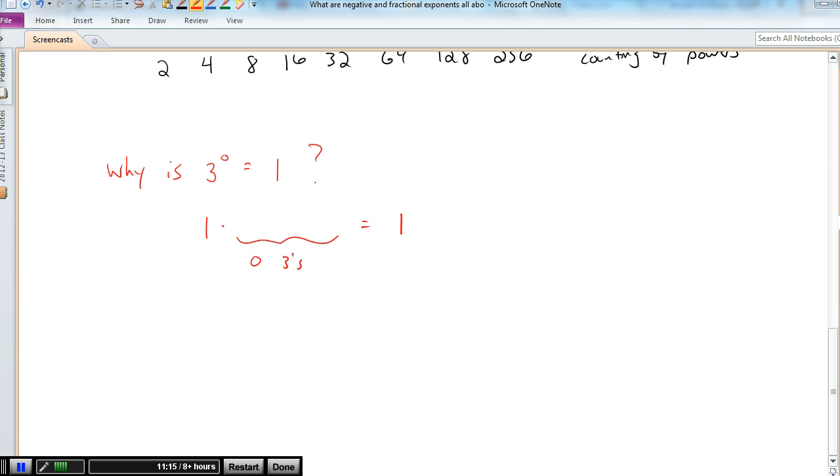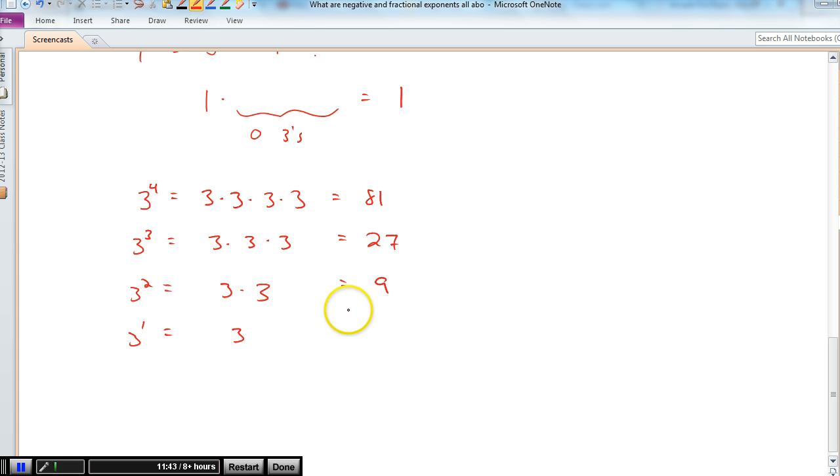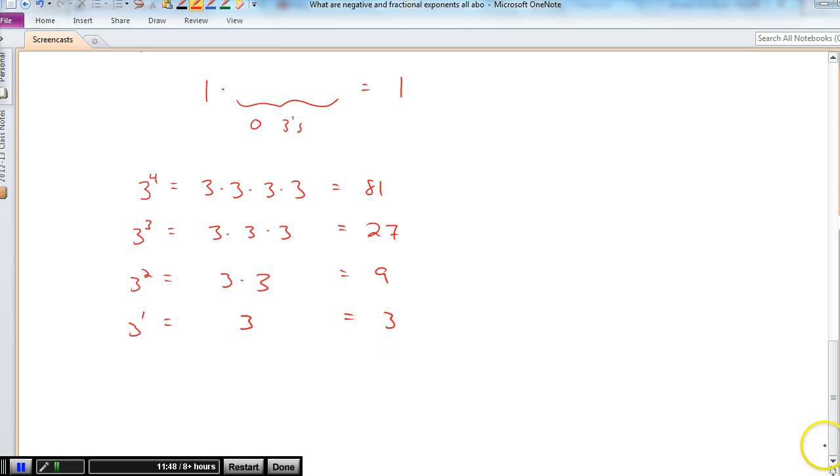Okay. Another way of thinking about this, and this is going to help me understand negative exponents, but let's just say we were working with 3 to the 4th, which is 3 times 3 times 3 times 3, which is 81. 3 cubed is 3 times 3 times 3, which is 27. 3 squared is 3 times 3, which is equal to 9. 3 to the first power is just 3. And you can see every step down I take here, I'm essentially dividing by 3.